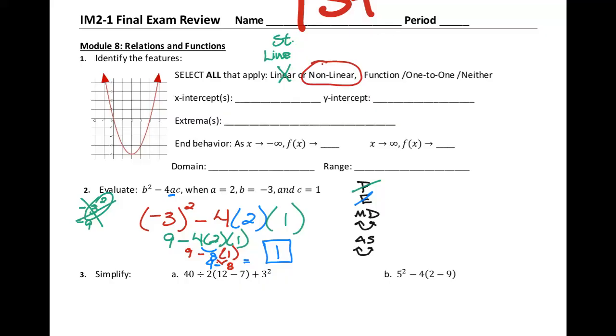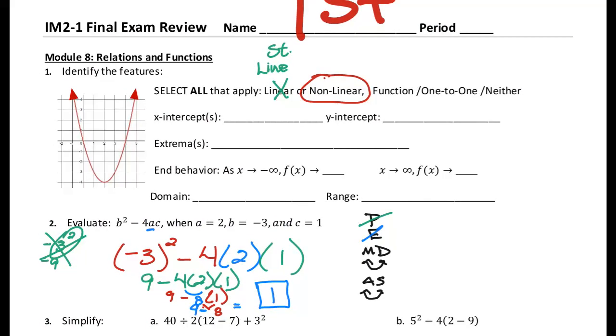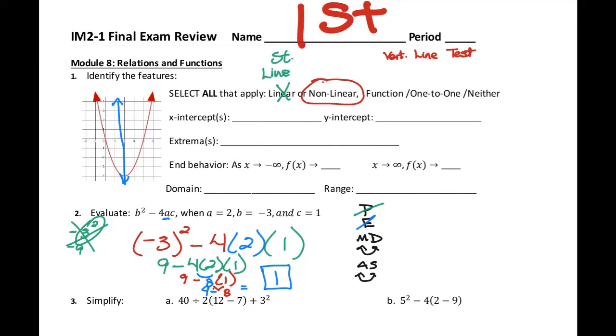Function, 1-to-1, or neither. So how can I tell if something is a function? You have to pass some kind of test. Vertical line test. So the vertical line test is what we need to check first to see if it is a function. So if I do a vertical line anywhere along here, how many times is it going to cross? Once. Is that a good thing to see if it's a function? Yes, so it is a function.